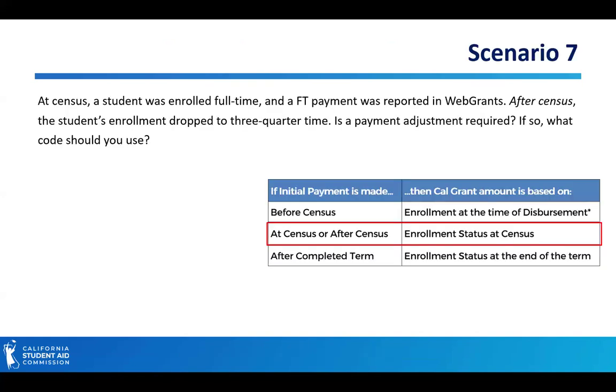So, number 7, at census, a student was enrolled full-time and a full-time payment was reported in web grants, but after census, the student's enrollment has dropped to 3/4. Is an adjustment required? And if so, what code are we going to use?